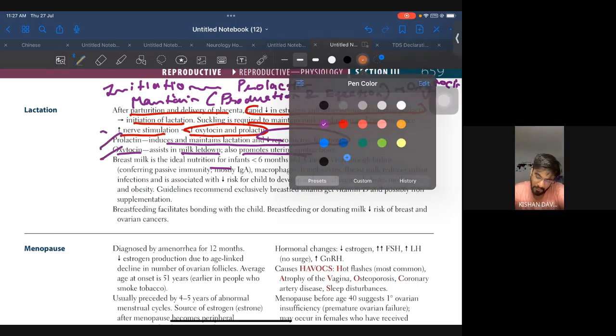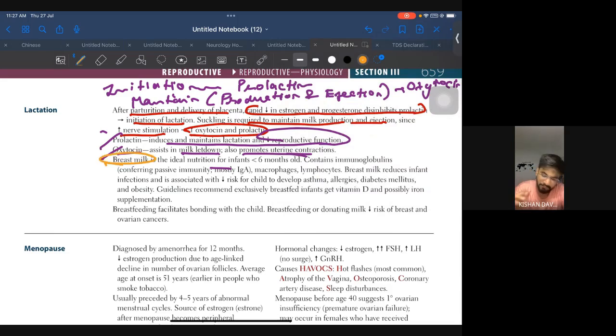Now, breast milk. Some features about breast milk. Ideal nutrition for infants less than 6 months old. Contains immunoglobulin IgA, conferring passive immunity. Breast milk reduces infant infections and is associated with a decrease in risk for the child to develop asthma, allergies, diabetes mellitus. Guidelines recommend that exclusively breastfed infants get vitamin D and possibly iron supplementation.